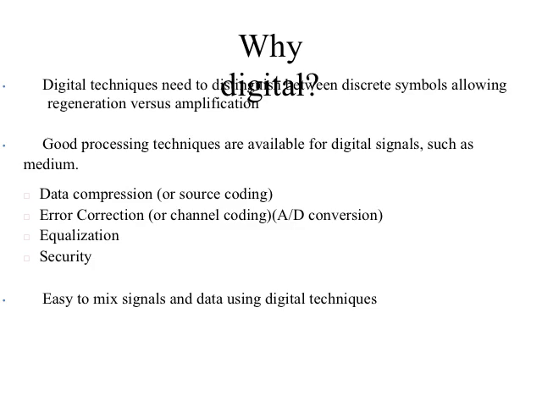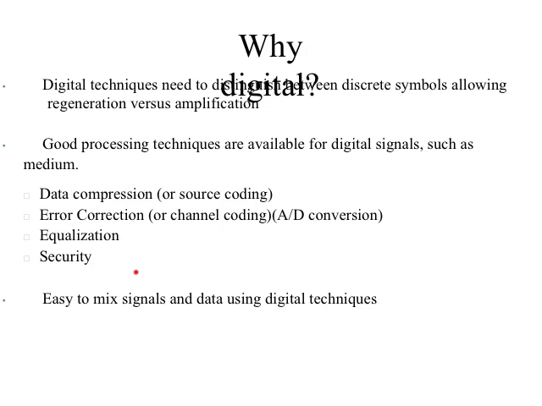Why not analog communication? The digital techniques need to distinguish between discrete symbols, allowing regeneration versus amplification. And in digital communication, good processing techniques are available for digital signals. Like modulation we can consider as one of the good processing techniques. And in digital communication, the data compression or the source coding can be done very easily. The error correction or channel coding using A to D conversion as well is possible in digital communication. Error correction is not possible in analog communication. Similarly, equalization is possible in digital communication.